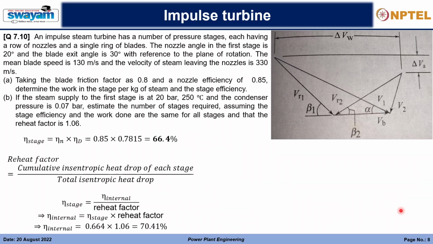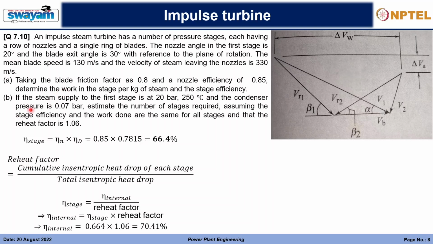Then, that was the diagram efficiency, but we also have an efficiency of the nozzle, right? So there will be some losses in the nozzle also. Accordingly, if we consider that, then the stage efficiency will be 66.4%. Then, for solving the next case, we need this reheat factor.